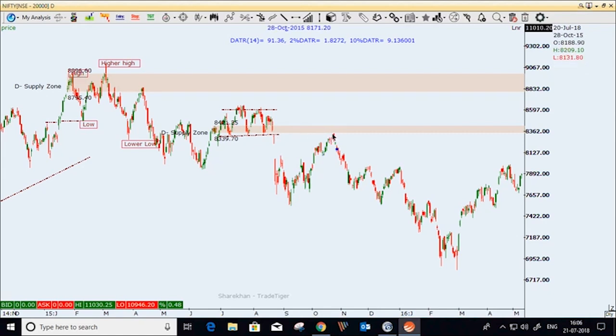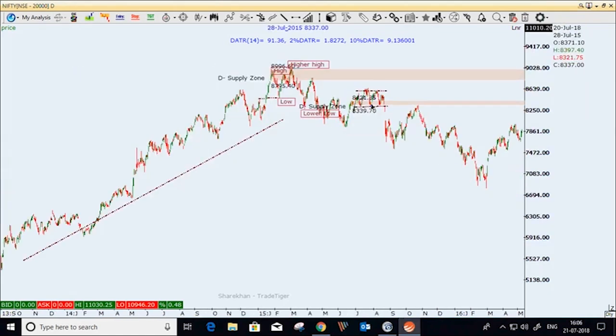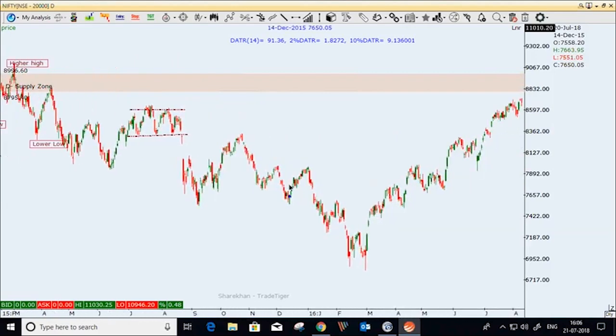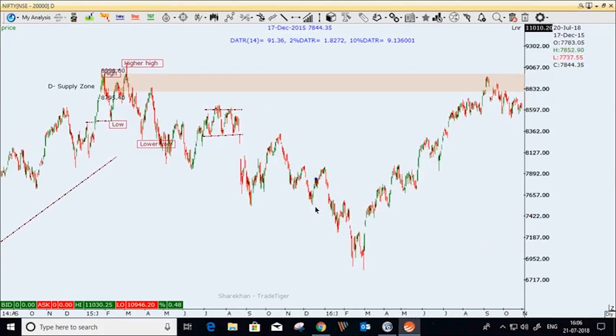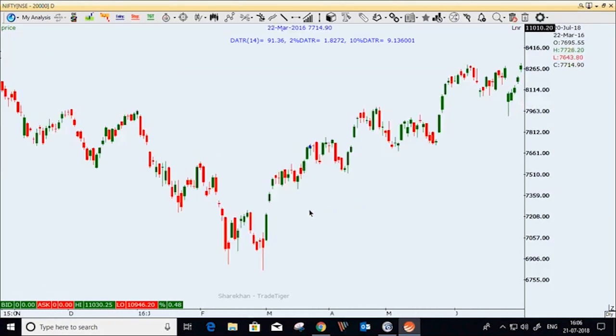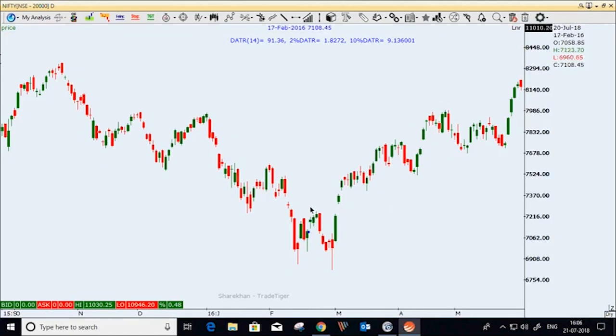Okay, so this is a QM. Price went up and dropped. So this is a continuation QM, a supply QM. Okay. So now what happened at the bottom? Let's check what happened at the bottom.